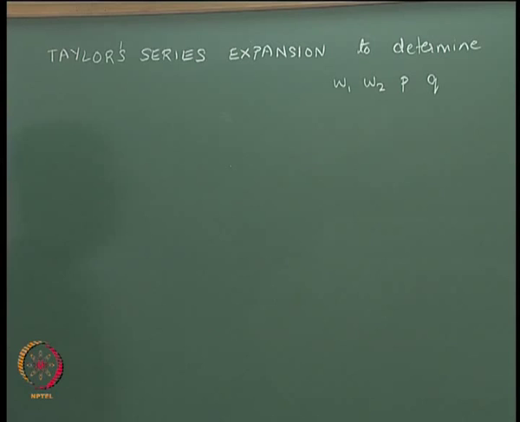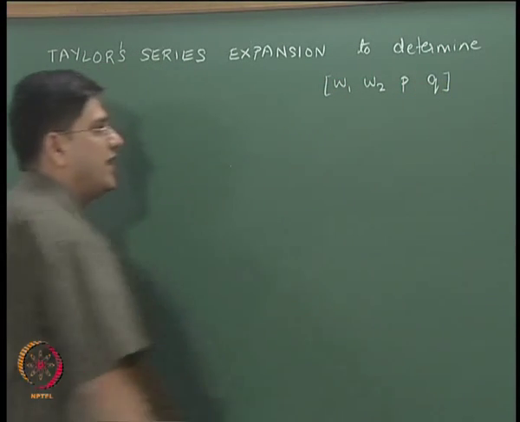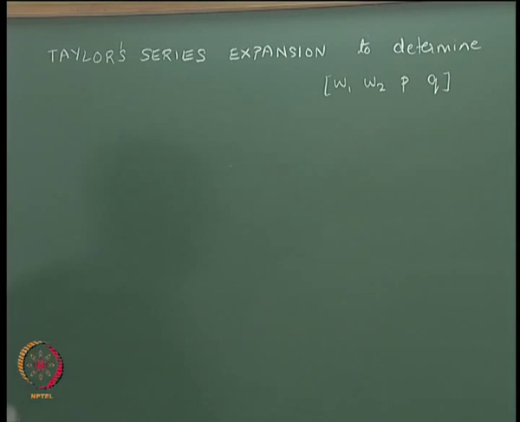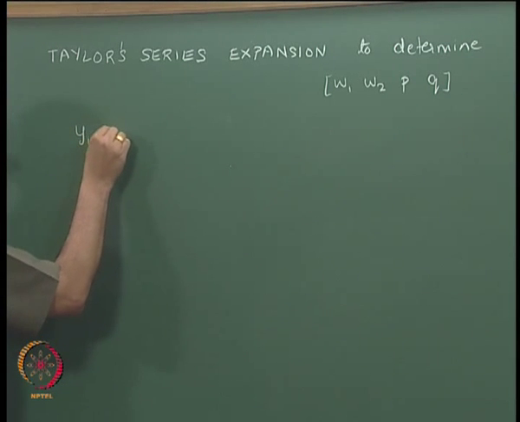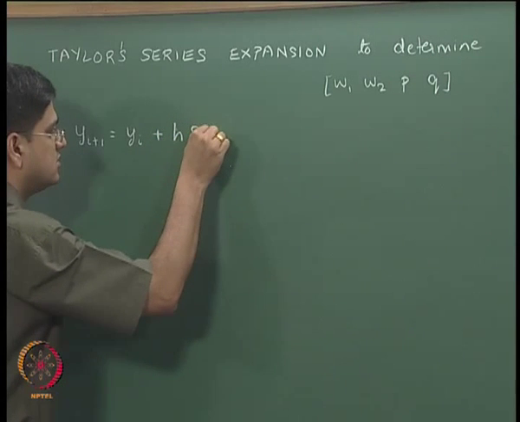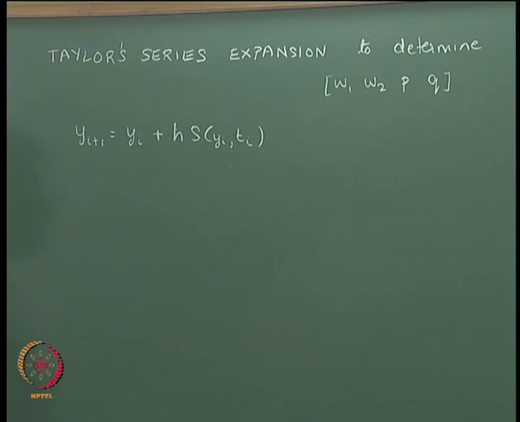So, again we are going to resort to the Taylor series expansion in order to determine what values W1, W2, P and Q should take for the RK2, the second order RK method. Okay. So, the formula that we are interested in getting is yi plus 1 equal to yi plus h times s yi comma ti. That is the formula we are interested in getting.